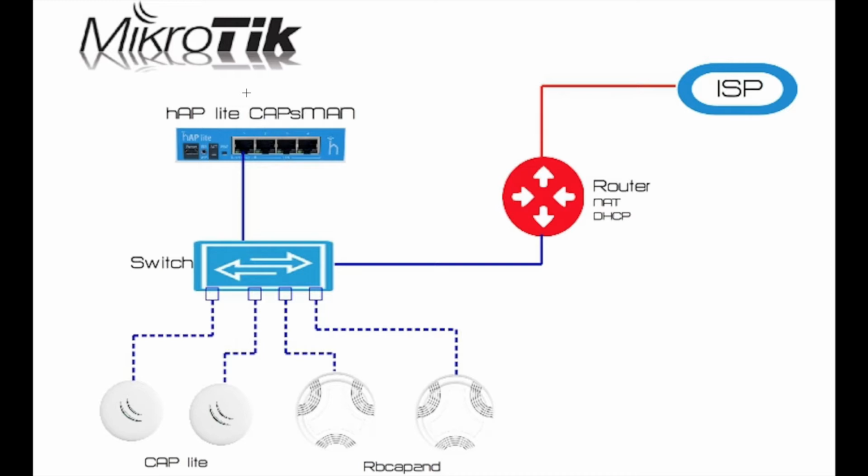And our router is configured in a bridge mode with an external DHCP server and NAT services. You see, there's just a separate router. You can deploy a CAPsMAN wireless controller on any MikroTik router hardware, for instance, hAP lite, server routers, and so on. Also, we have an access switch, and our access points are connected to that switch.